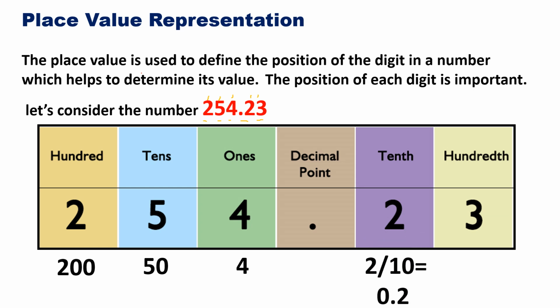Then 2 is there. 2 is in the tenths position. See here 5 is in the tens position. Tens means 5 into 10, we have done 50. But tenths means 1 by 10. So 2 into 1 by 10, that means 2 by 10, which value is 0.2. And 3 is in the hundredths place, means 3 by 100. That value is 0.03. So these are the place values of the digits in the given number 254.23.